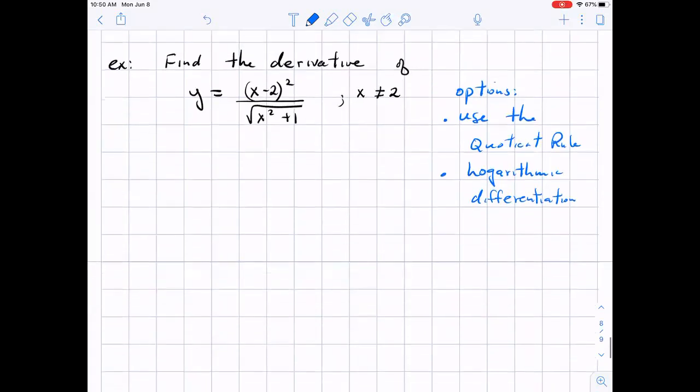Now, I want to choose this method to show you, because sometimes it makes life a little bit easier. But we know how to use the quotient rule, and I would advise you to use the quotient rule for practice purposes. For this purpose, I'm going to show you logarithmic differentiation.